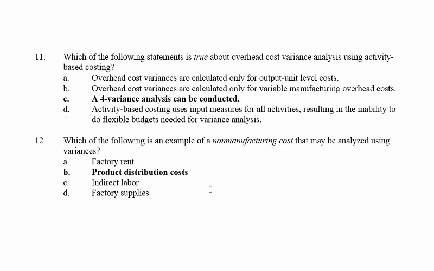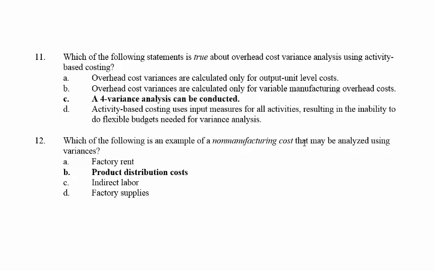And then number 12, which of the following is an example of a non-manufacturing cost that may be analyzed using variances? We can go and look at product distribution costs. Recall that in Chapter 7 and 8 we have seen that example of the airline industry and some items that they go in and look at. Again, we can use this variance analysis technique to analyze other types of companies' services. It doesn't have to be a manufacturing company.